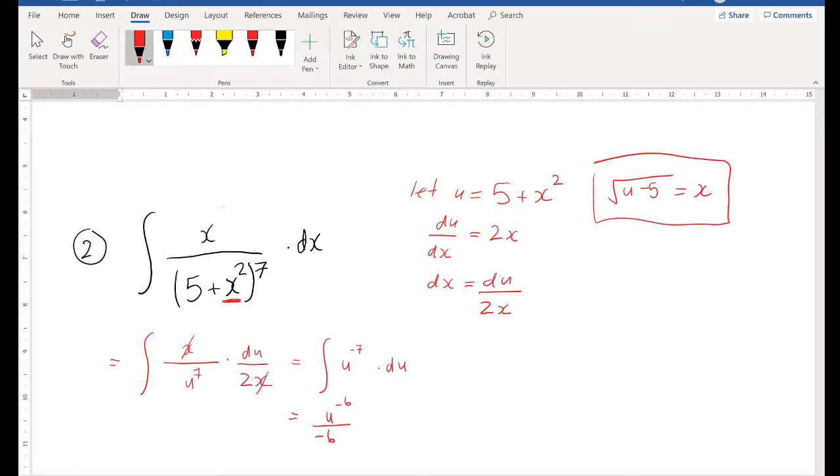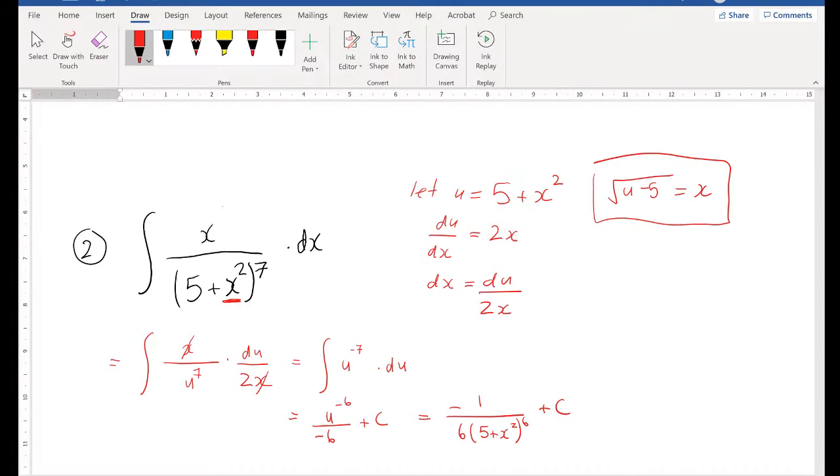Add 1 to the power and divide by it, and make my substitution. I could clean this right up and have 6 timesing by, now u is 5 plus x squared all to the power of 6 plus c. And there I have it. My substitution came back and was quite a nice number in the end.